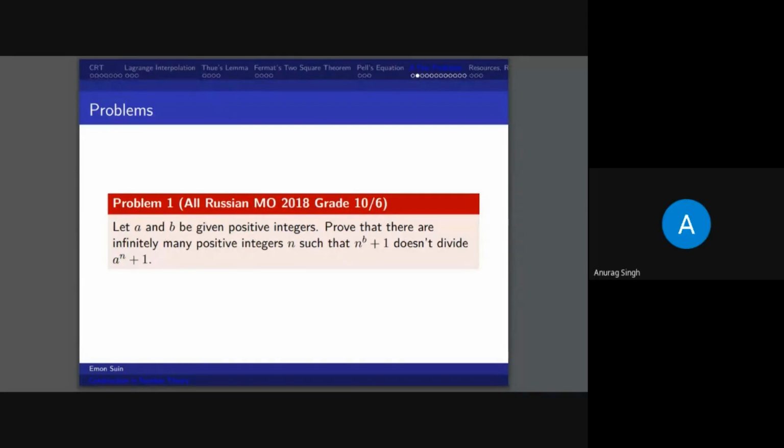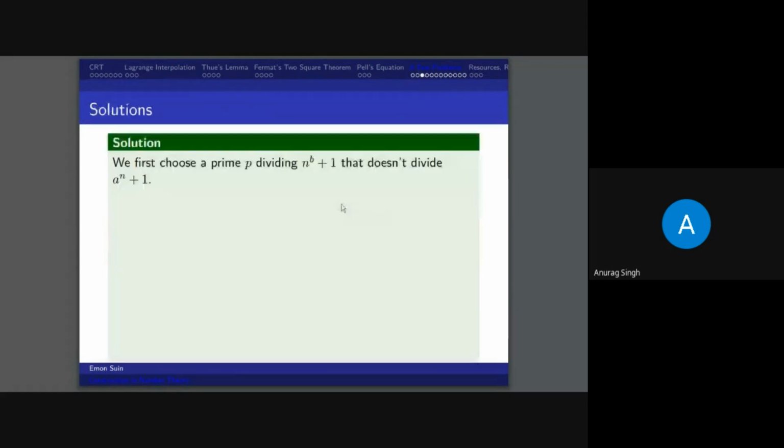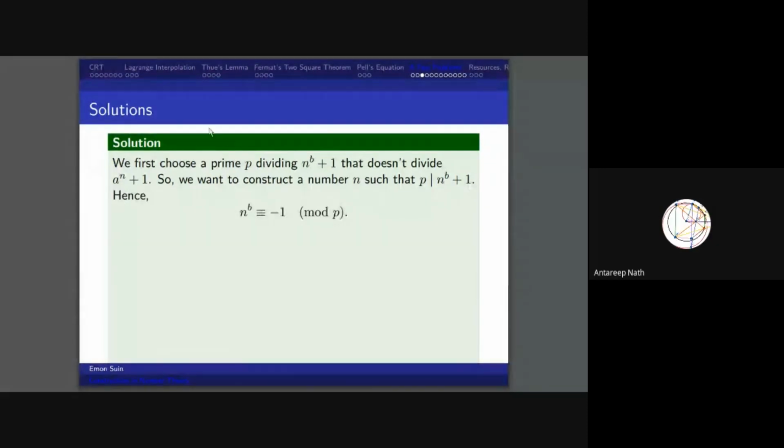Yeah, then what we can say from the modulo steps is that n to the b is congruent to minus 1 mod p, and we can construct infinitely many such n such that a to the n is not congruent to minus 1 mod p. So we want to construct a number n such that p divides n to the b plus 1, right? At the end of the day. Yes, makes sense. In this case, the most natural thing we can do is square both sides, right? And then n to the power 2b would be congruent to 1 mod p. Exactly.